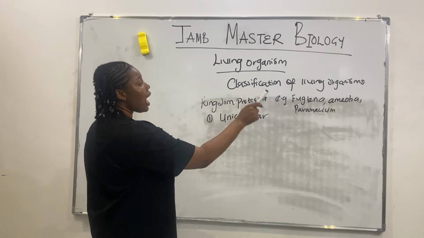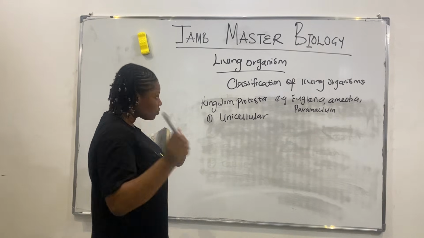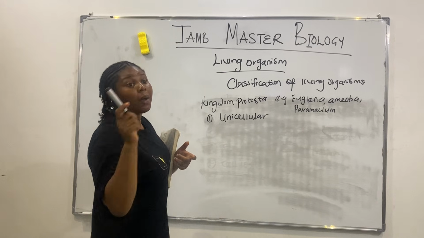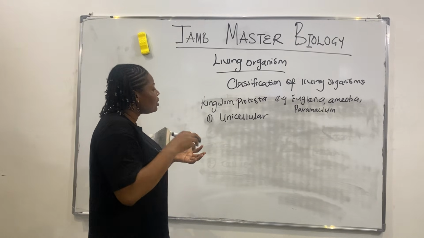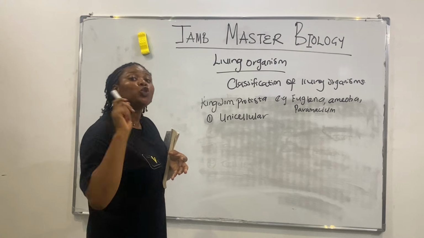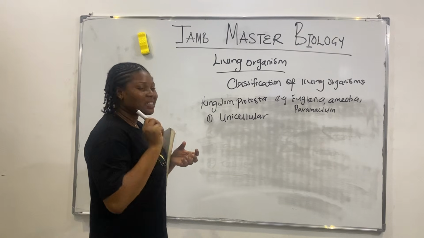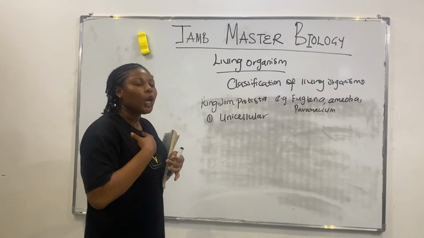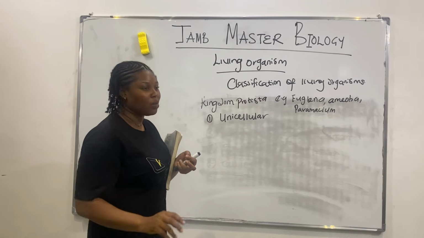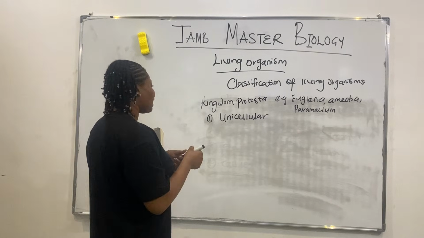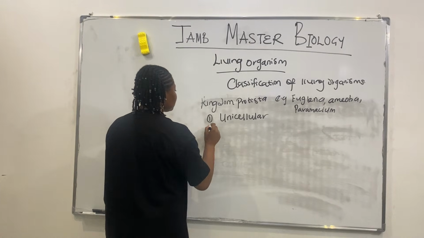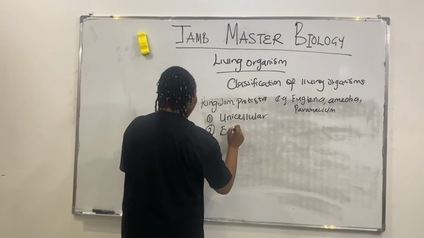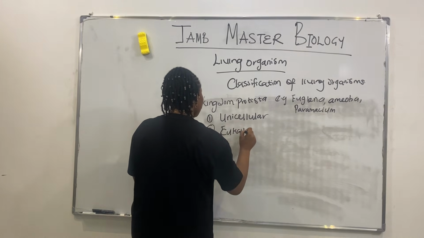It means that Amoeba is a cell, Paramecium is a cell, Euglena is a cell, bacteria is a cell, blue-green algae is a cell. So unicellular organisms are organisms that have just one cell. Multicellular organisms have multiple cells, just like human beings. We are made up of millions and billions of cells. So note that. The next one is that under Protista they are eukaryotic organisms.